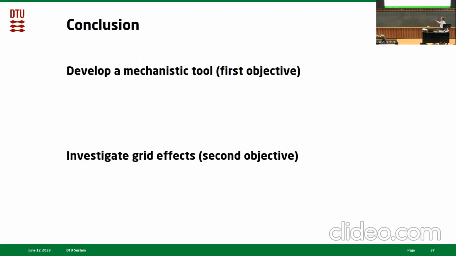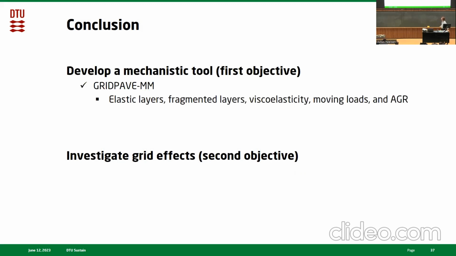Okay. Yeah, so to conclude this PhD project, I want to go back to the objectives that were stated. In terms of the first objective, we were able to develop a mechanistic tool, which we called GridPave. GridPave can include elastic layers, fragmented layers, viscoelastic layers, moving loads, and of course, asphalt grid reinforcement. The code turned out to be computationally efficient and also stable.